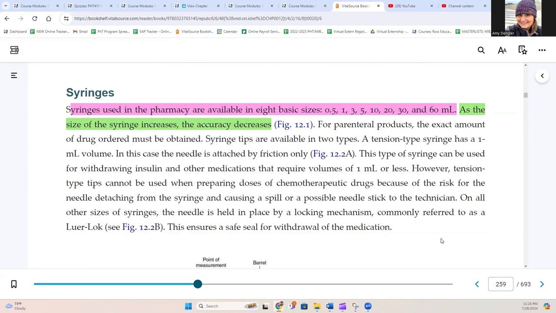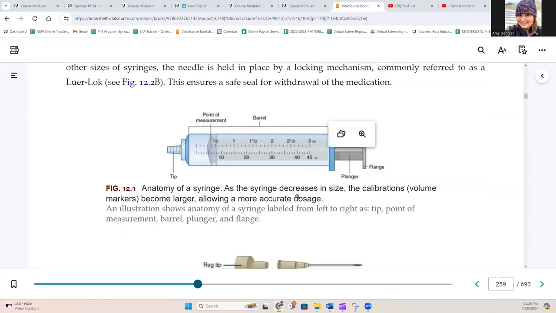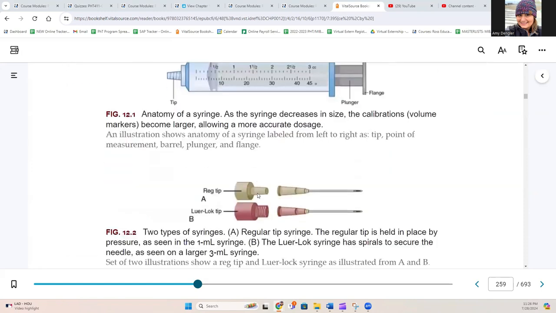On all other sizes of syringes, the needle is held in place by a locking mechanism commonly referred to as a Luer lock. This ensures a safe seal for withdrawal of the medication. Figure 12.1 is the anatomy of a syringe. As the syringe decreases in size, the calibrations, the volume markers, become larger, allowing a more accurate dosage. And you can see all the different parts: the flange, the plunger, the tip, points of measurements, the barrel.